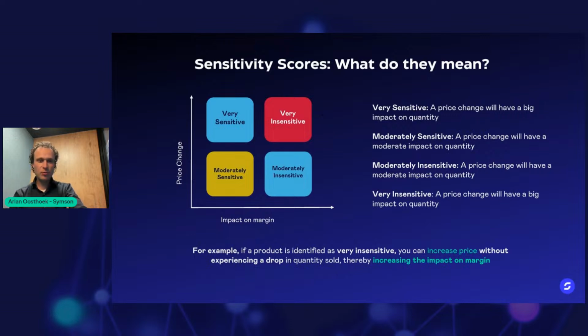And then we have moderately sensitive products. These products have a low impact if you do a price change, because here you can do a price change, but the impact on margin and volume is less effective than the very sensitive products. Our software system will help you identify which product belongs to which quadrant to act on it. And that's actually the next step, which we'll discuss in the next slide.